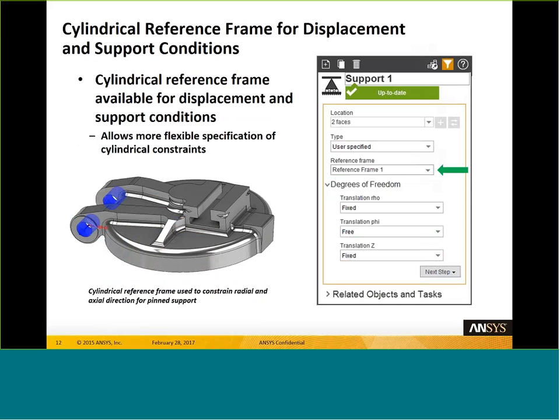With a cylindrical reference frame for the support condition, now I have the flexibility to constrain the radial, axial, and tangential directions on those cylindrical surfaces versus just constraining the X, Y, or Z direction. So it allows for more flexible specification of cylindrical constraints, useful if you're modeling things like shafts or other rotating components. As I said, there's a number of different ways to do this. I could use a joint to represent that pin joint, but this is a new capability allowing a more flexible specification of boundary conditions for either a displacement or support condition.